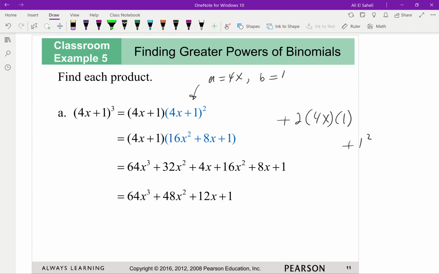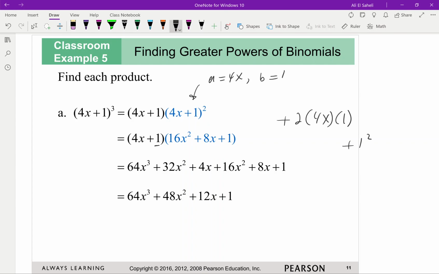This is the same as multiplying any two polynomials. 4x times 16x squared. 4 times 16 is 64. X times x squared is x cubed. 4x times 8x. 4 times 8 is 32. X times x is x squared. 4x times 1.